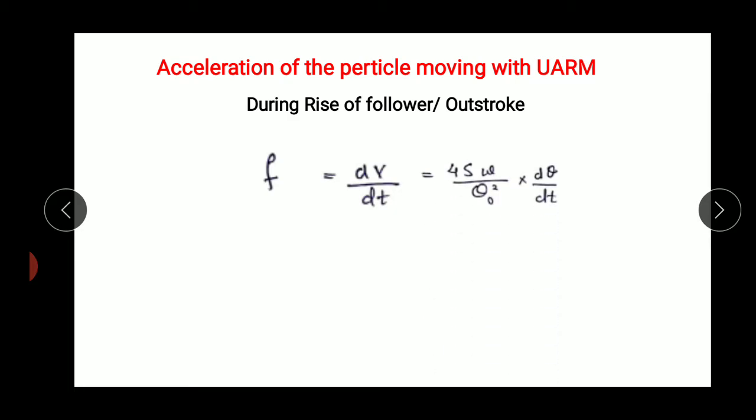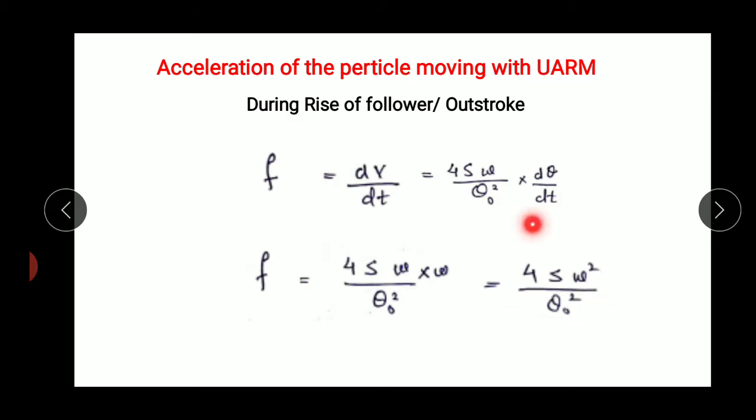So 4s omega upon theta o square, and in that equation only theta was the variable, so d theta upon dt, the rate of change of angular displacement with respect to time, is nothing but the angular velocity. So 4s omega upon theta o square into d theta by dt is nothing but omega over here. So the final acceleration we get is 4s omega square upon theta o square. If we differentiate the velocity equation, we get the acceleration equation.